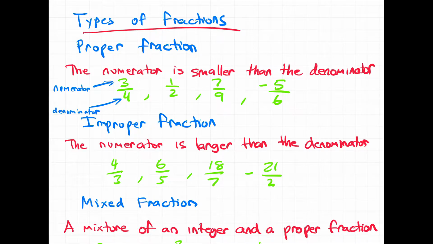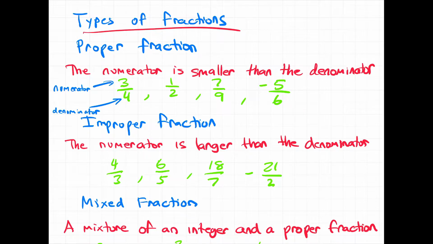So you can see here we have a fraction that is 3 over 4. We also say 3/4. The next one is 1 over 2, which is 1/2. That followed by 7 over 9. And we can also have negative fractions, so a negative 5 over 6. Okay, but in every case, in this situation, the numerator is smaller than the denominator.